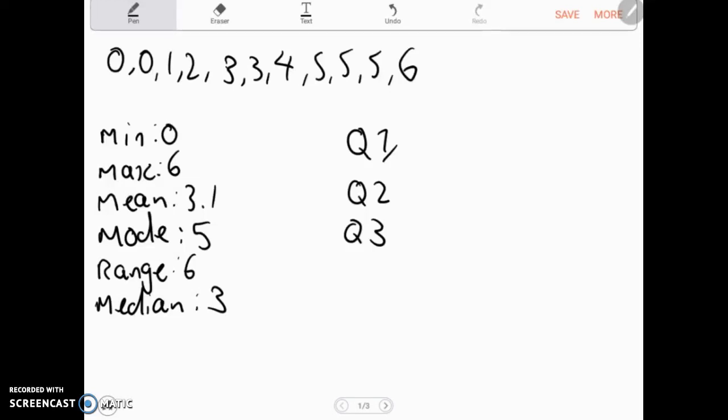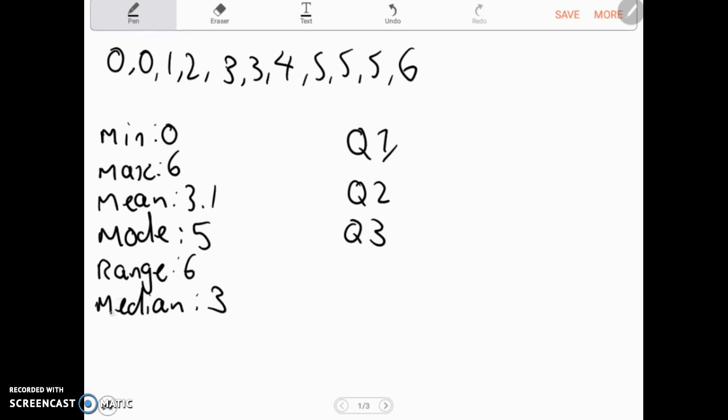Hi guys, so this is a video on, I guess we'd call it a combination of the 5-figure summary as well as interquartile range. So the 5-figure summary, or the 5-number summary, depending on which textbook you're reading, it's just the minimum, the maximum, the mean, the mode, the range, and the median.